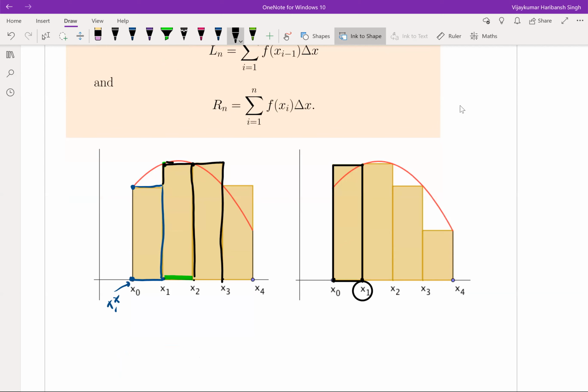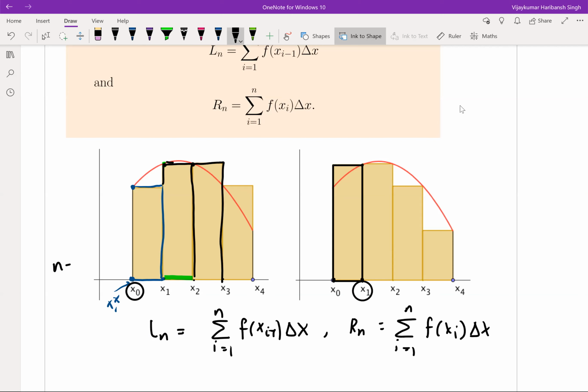So if I want to write it, Ln is simply the summation i going from 1 to n of f of, instead of xi, you're starting with this point, so xi minus 1, times delta x. And your Rn is going to be the summation i going from 1 to n of f of xi times delta x. So this is with n equals 4. This is an approximation, one kind of approximation we have already dealt with.